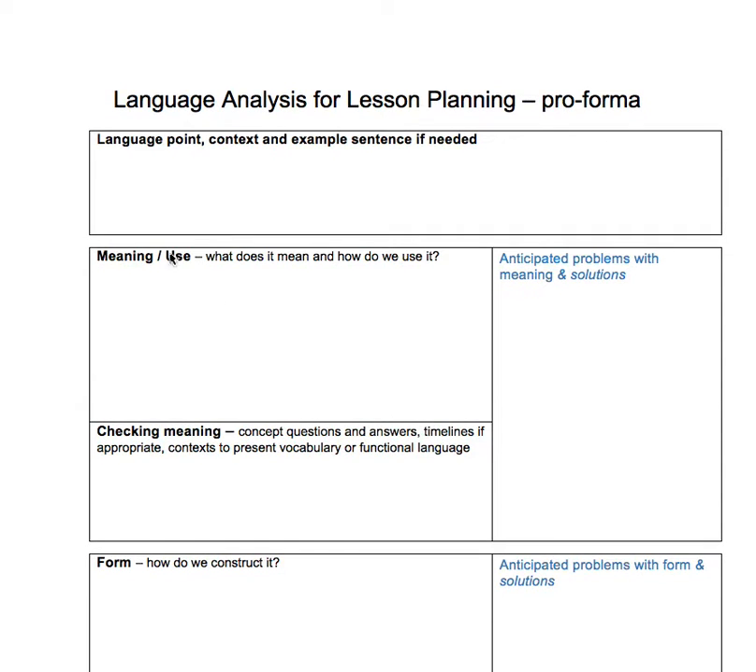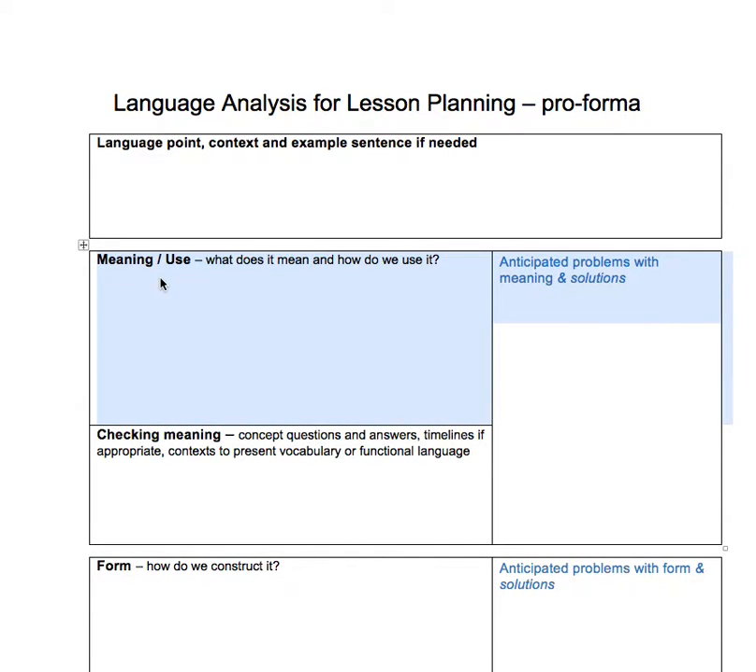The next box here is the meaning and use. So what does it mean and how do we use it? Okay, we put both of those together because sometimes it's easier to describe the use because the meaning is obvious, or it's easier to describe the meaning. So for example, for past continuous, we use that to describe an action in progress in the past. That's where you get the meaning, yeah, or use for it.